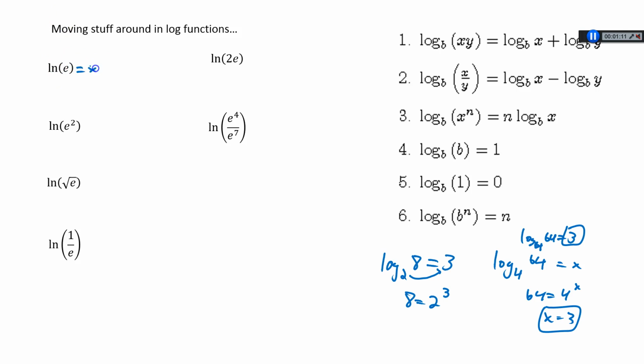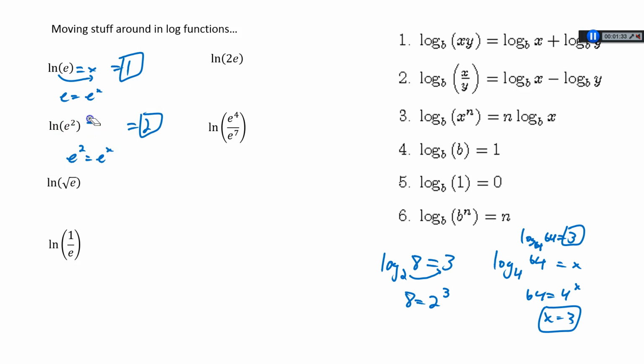Like natural log of e equals x, bring the e over, so it's e equals e to the x. Well, x is 1, right? So natural log of e is equal to 1, which you probably knew. Natural log of e squared, you can do that the same way if you want to, equals x. Bring the e over, so you have e squared equals e to the x. Well, x is 2, right, because it's the same exponent on both of them. So this is equal to 2.